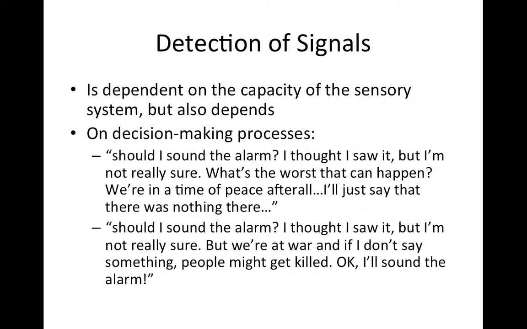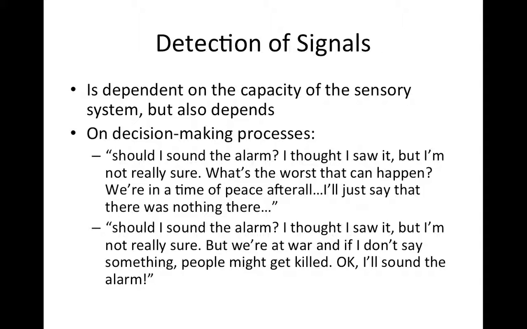So the detection of signals is dependent on the capacity of the sensory system, but it also depends on decision-making processes. This is the essence of signal detection: absolute thresholds only take into account the first part. The second part is included because we know it impacts what we detect. If you were in that radar array, you might say to yourself, should I sound the alarm? I thought I saw something, but I'm not really sure. Oh, what's the worst that can happen? We're in a time of peace after all. I'll just say that there was nothing there.